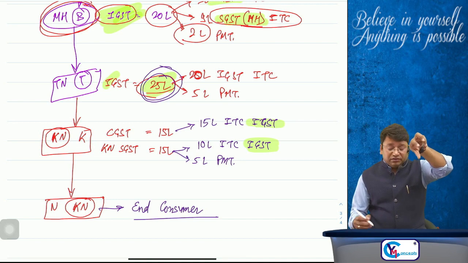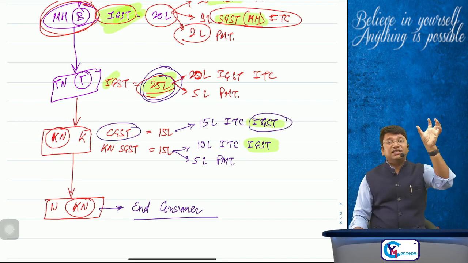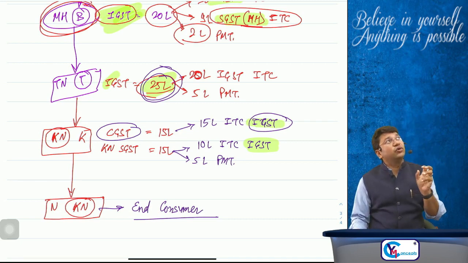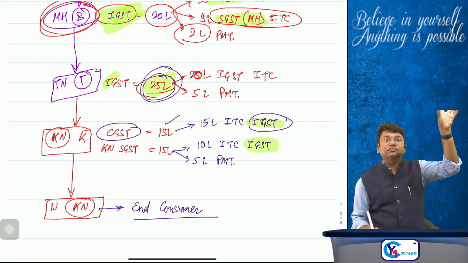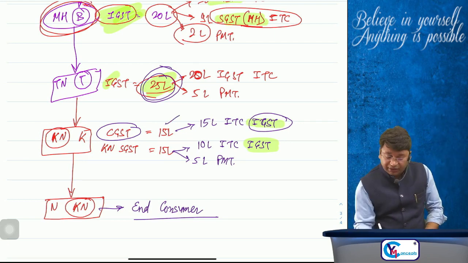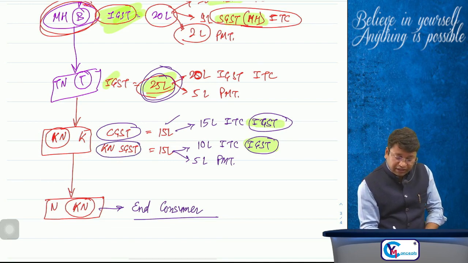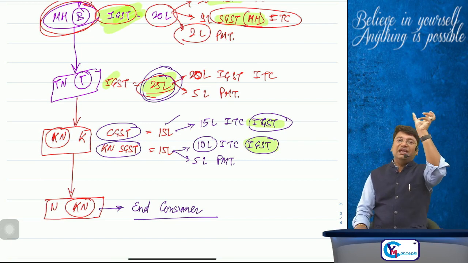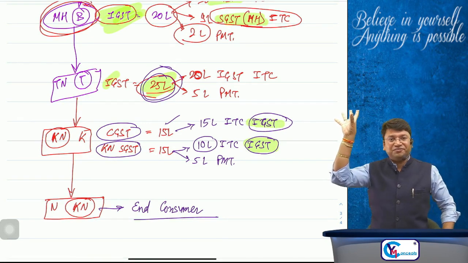At the moment when this IGST ITC was used for payment of liability of CGST, this 15 lakh will be transferred from IGST account to CGST account. Done. And at the moment when IGST ITC is used for making payment of Karnataka SGST liability for rupees 10 lakh, then IGST ITC of rupees 10 lakh will be transferred to Karnataka SGST account.